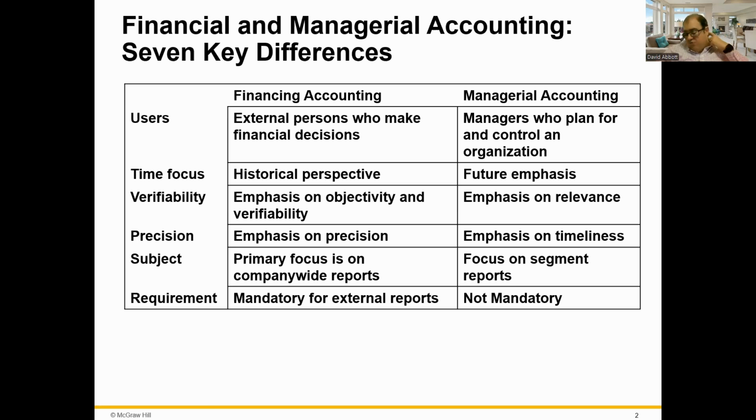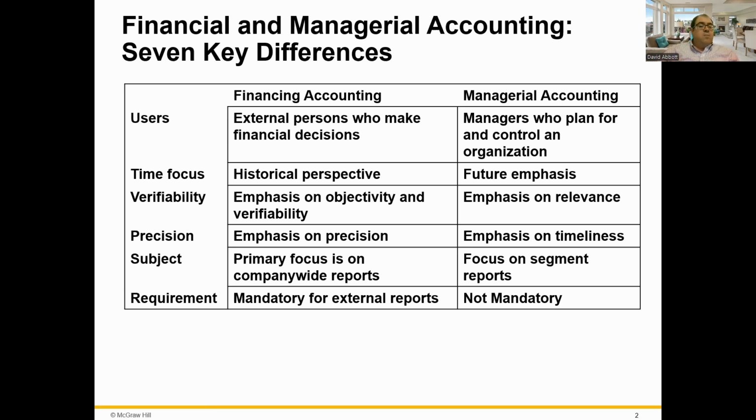Financial accounting data should be objective and verifiable. Managerial accountants focus on providing relevant data, even if that data is not completely objective and verifiable. So, for example, some of the managerial accounting data you're going to use might be more of a subjective nature, where it isn't anything you can really point to. It's more qualitative in nature, whereas in financial accounting we were looking at just numbers.